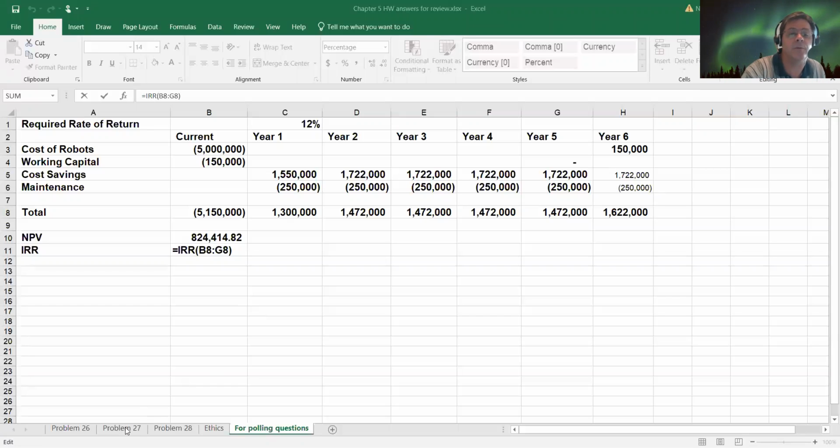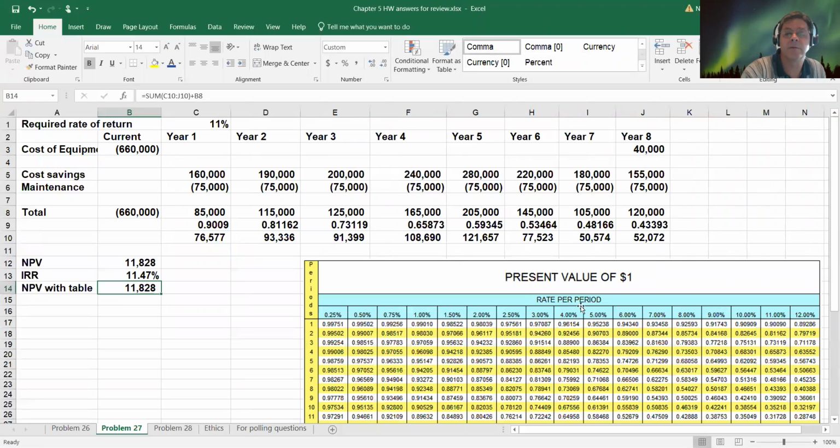Let's look at the table. Remember, I have it over here. You pick any column of all, and the factor will be lower in year 3 than it is in year 2. So for 2% here that I'm pointing to, it's 0.96117 for year 2 and 0.94232 for year 3. That will always be the case.